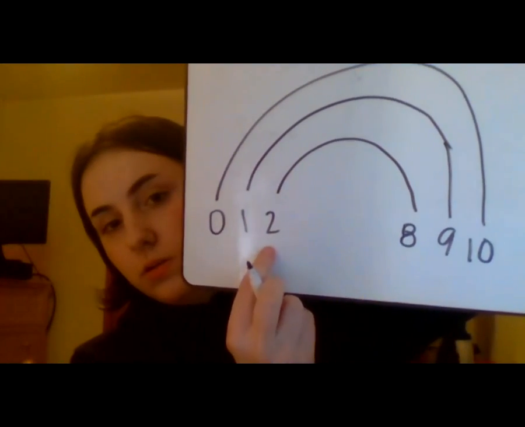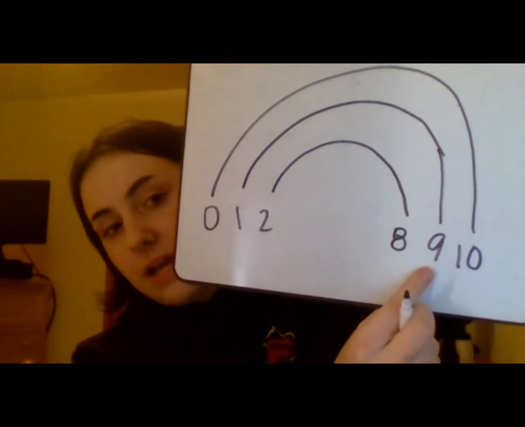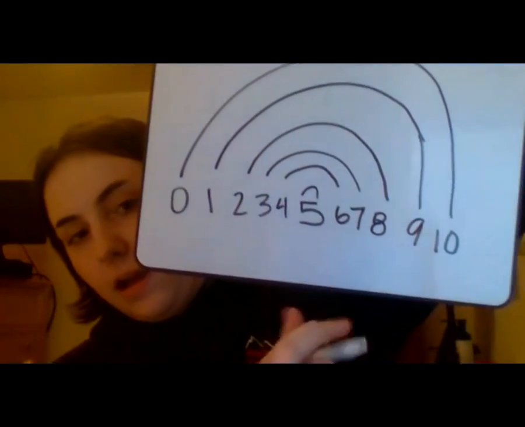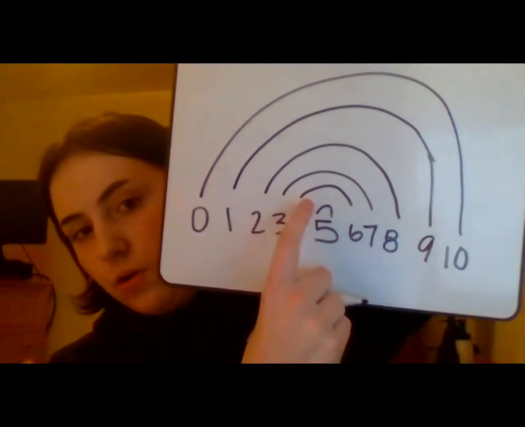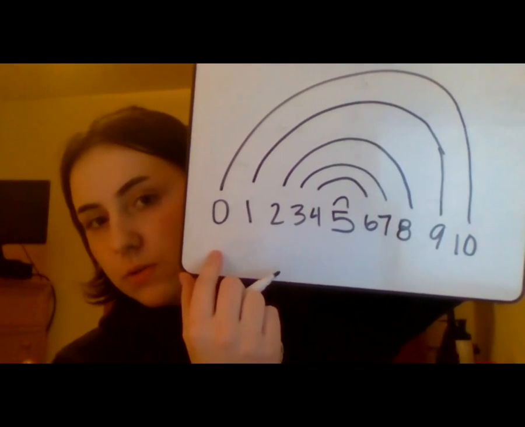Same goes with 2. 2 plus 8 equals 10. 1 plus 9 equals 10. And 10 plus 0 equals 10. So we end up creating this little rainbow. Let me finish it so I can show you guys what I'm doing here. And it all lands on that 5 in the middle. Notice how the 0 and the 10 are connected because 10 plus 0 equals 10.